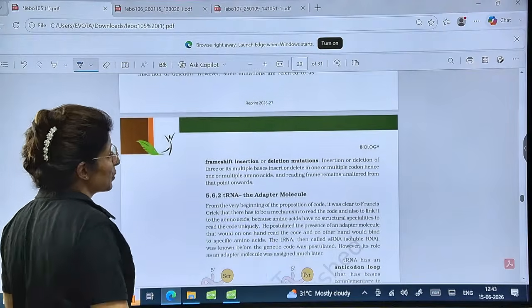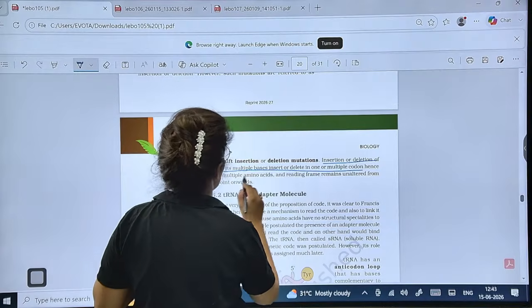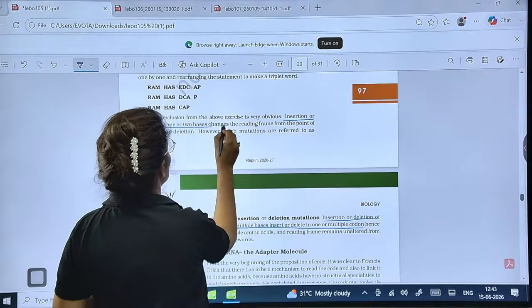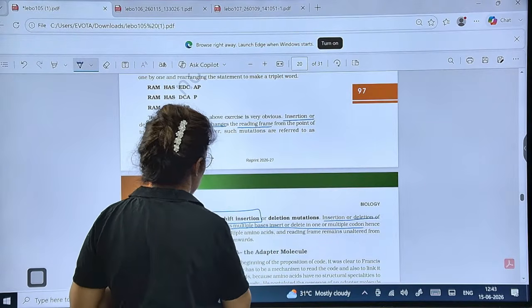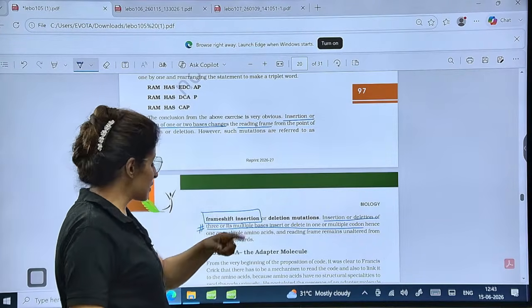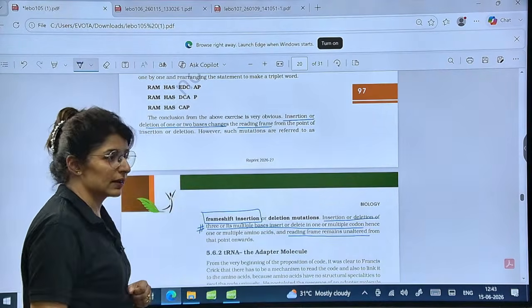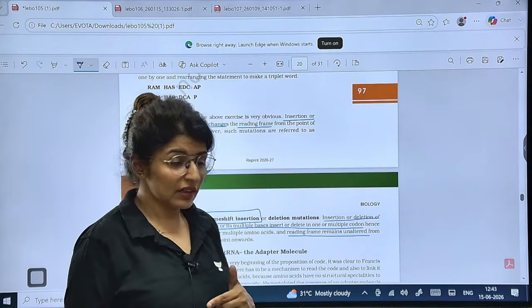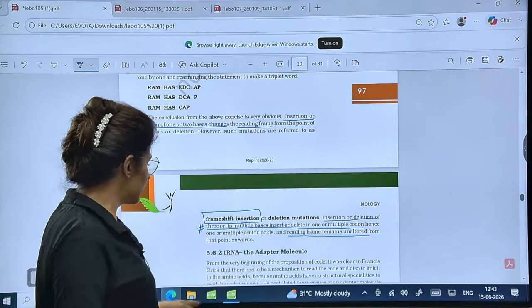See, frame shift mutations occur because of insertion or deletion of bases other than 3 or its multiples. Hence, insertion or deletion of 1 or 2 base pairs changes the reading frame, leading to frame shift mutation. But remember, if you add 3 or multiples of 3, or you delete 3 or multiples of 3, the reading frame remains unaltered. So if you add 1 or 2 bases or you remove them, it will alter the frame. But addition of 3 or multiples of 3 will not alter the frame.